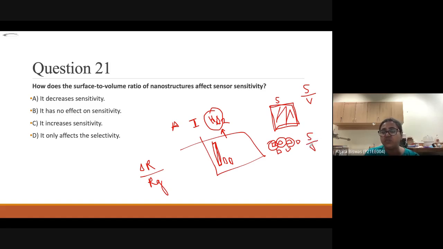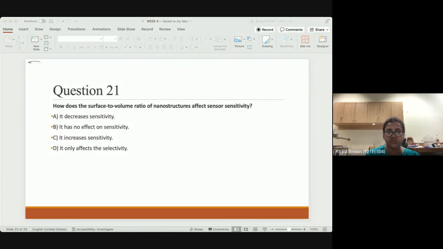It means the surface area is greater compared to the volume. So if the surface area is greater, in that case, more number of molecules or VOC or gases can interact with that material. So maximum changes you can get. So now tell me the right answer. Take your time, but give me the right answer.